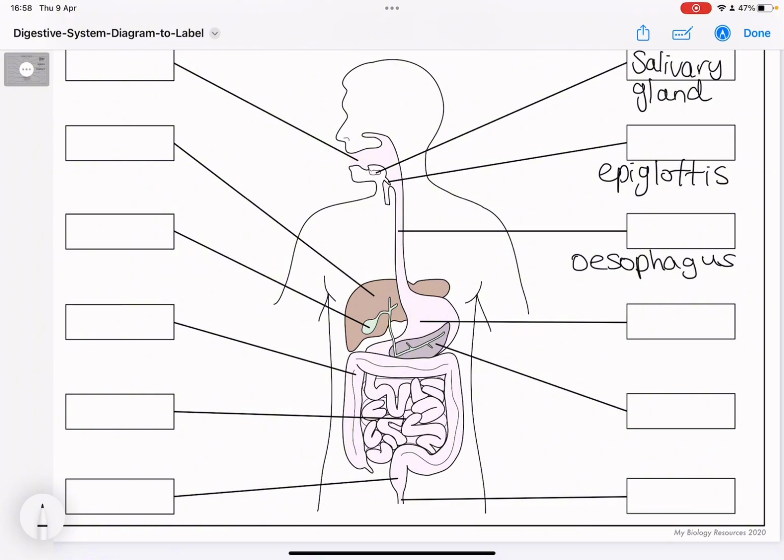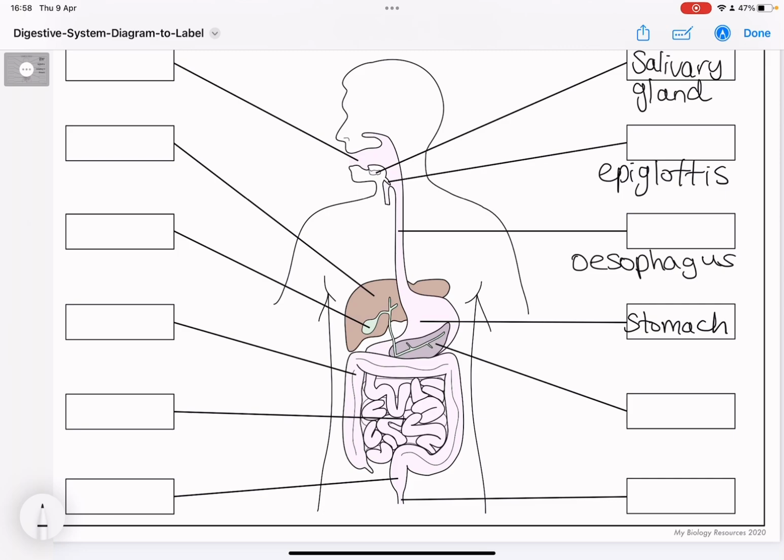Okay, right. The esophagus leads down from the mouth area to the stomach. Let's see if I can fit it in. We'll give it a go. So the stomach is that muscular bag that churns the food that's been swallowed down, mixes it with acid, kills off pathogens. Also, the acidity provides the correct conditions for an enzyme called pepsin to start breaking down protein.